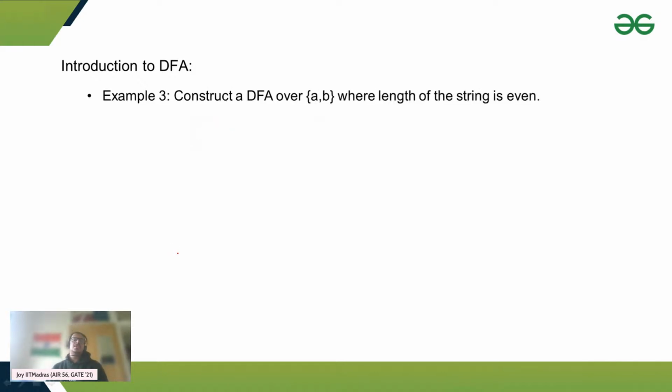That is saying construct a DFA over {a, b}, where the length of the string is even. So what does it mean? Length of the string is even means 0, 2, 4, 6. These are the possible lengths. First of all, 0. 0 means null will be accepted. And I told that if null is accepted, then our initial state will be our final state.